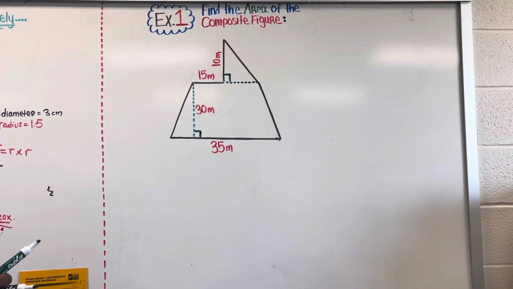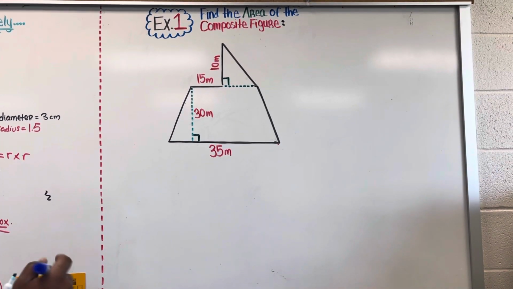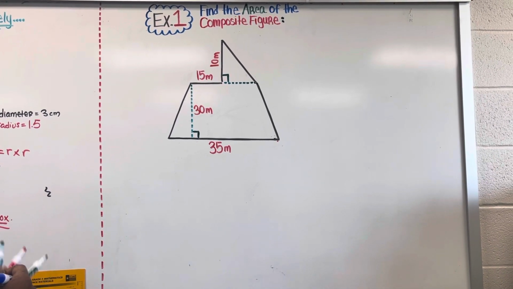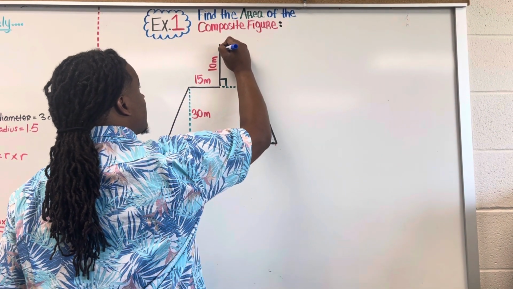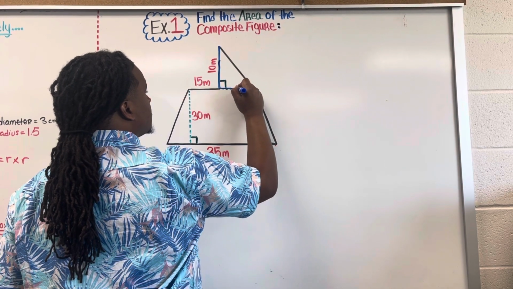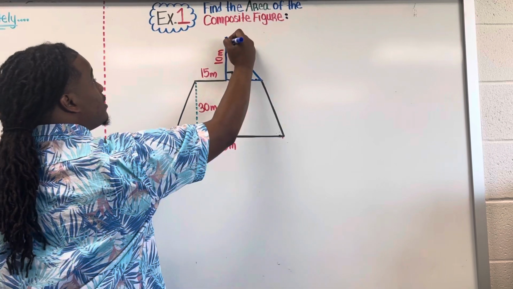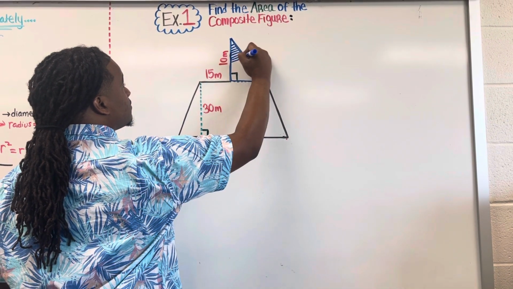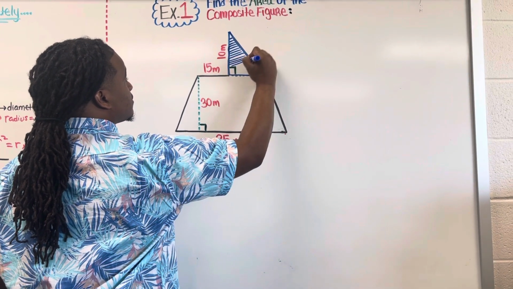And how I'm going to do that is I'm going to use my Expo markers and color in the different shapes that I see from this composite figure. So the first shape that I see is a triangle on top. So I'm going to highlight it blue, and I'm just going to put blue stripes in it to make it stand out from the rest of the composite figure.